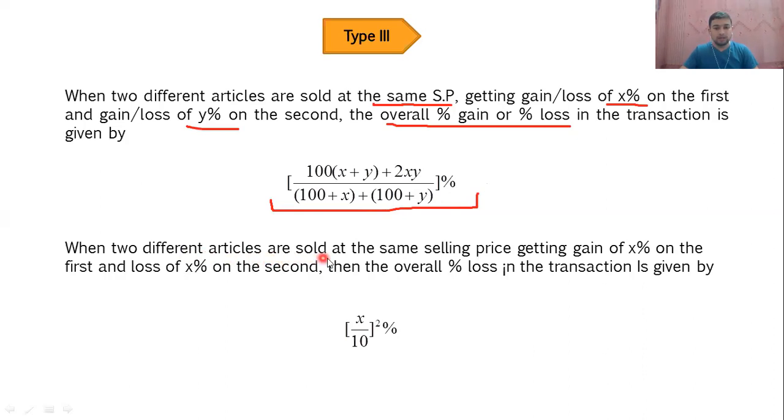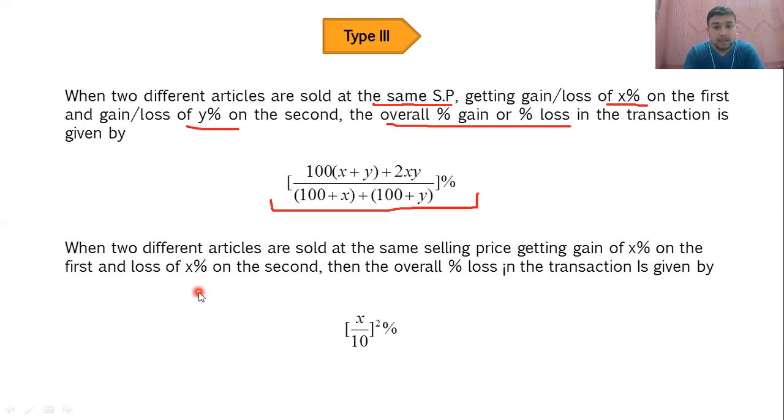when two different articles are sold at the same selling price, with a gain of X percentage on the first and a loss of X percentage on the second, what is the overall percentage loss in the transaction? This is a sub-case of the previous one. Again there are two articles sold at the same selling price. On the first there is a gain of X percentage, on the second a loss of X percentage, so Y is X only.